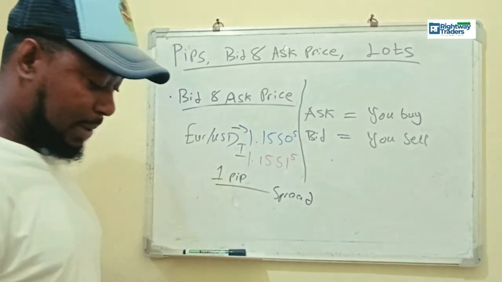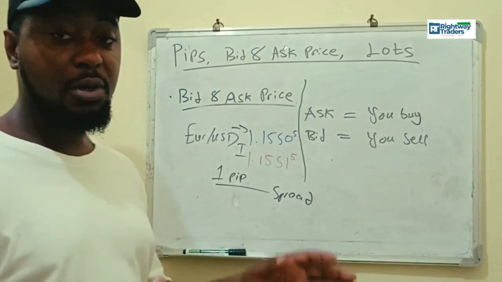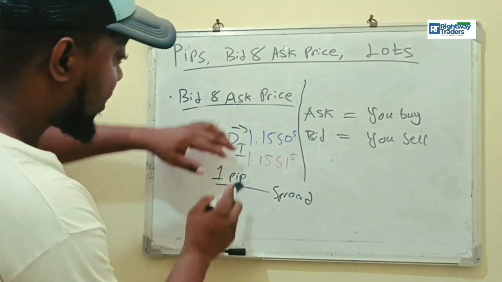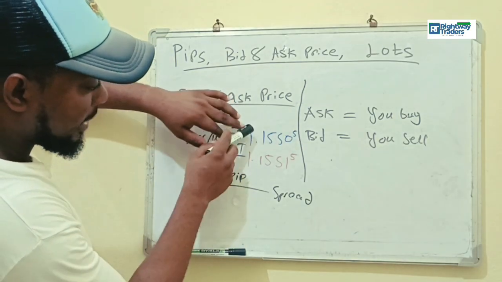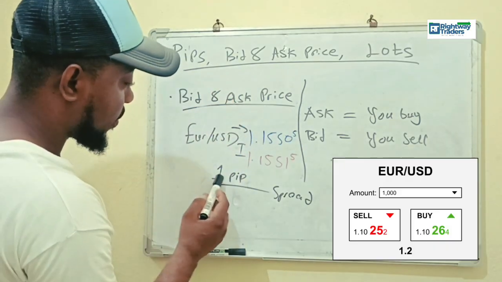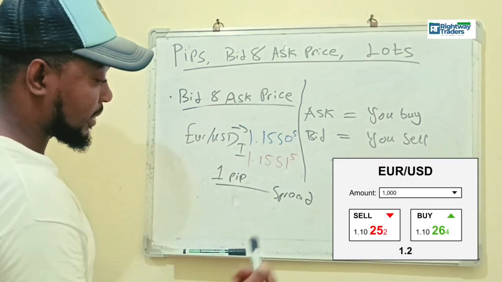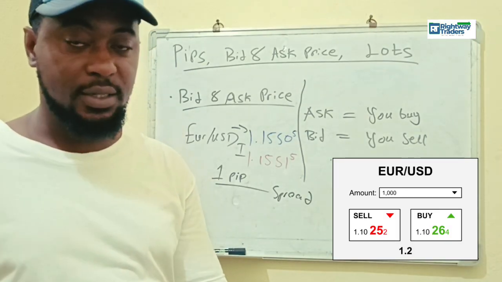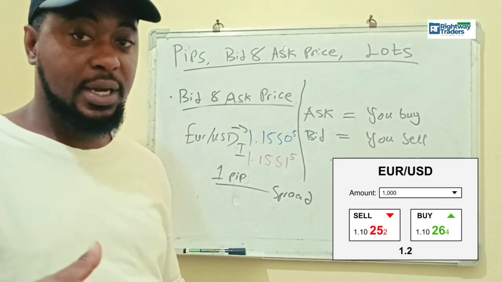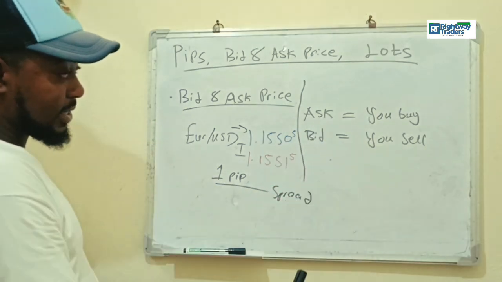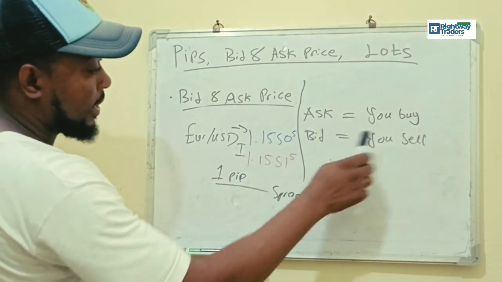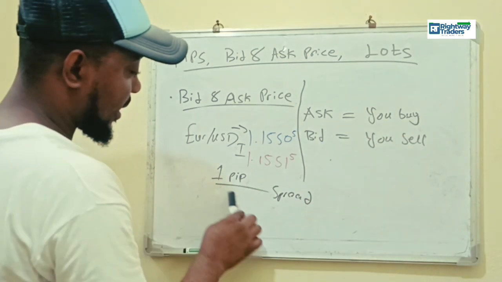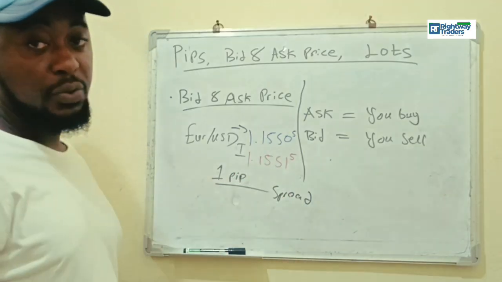So when you hear about spread in the forex market and everybody wanting a low spread, it's so that the difference between the ask price and the bid price should be lower, which is one pip in this case. So the higher the spread, the more disadvantage it is to you as a retail trader, because that is where your broker gains from. You now understand what ask price is. It is where you buy. The bid price is where you sell, and the spread is the difference between those two.